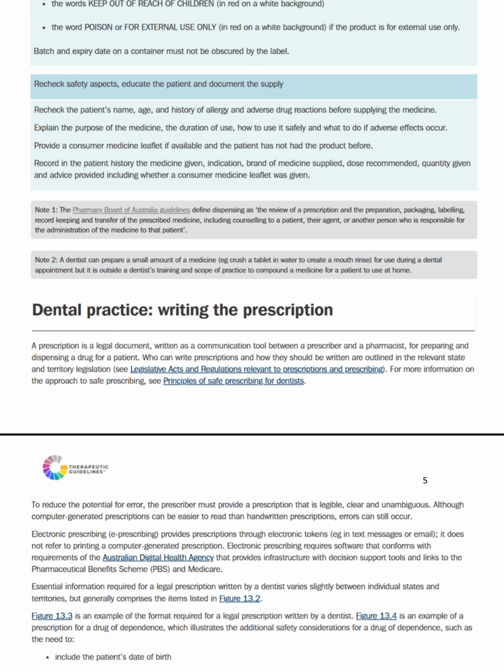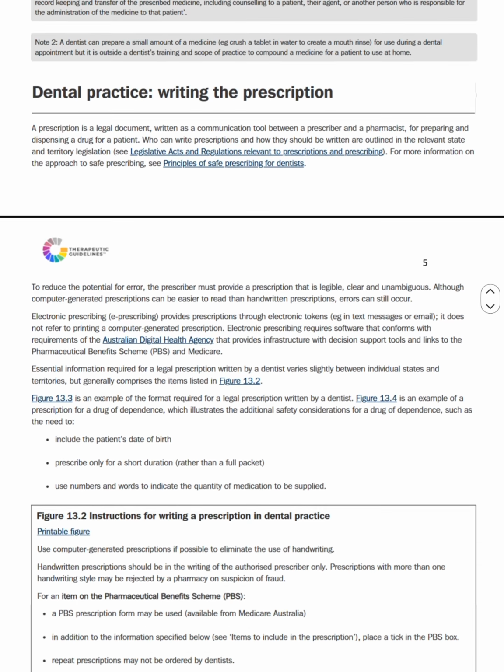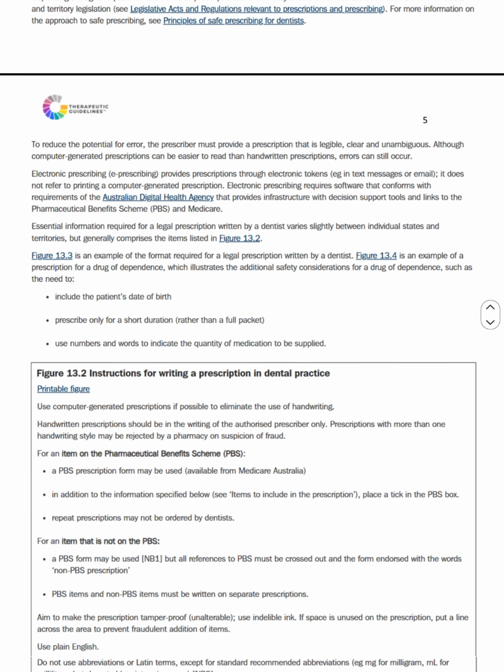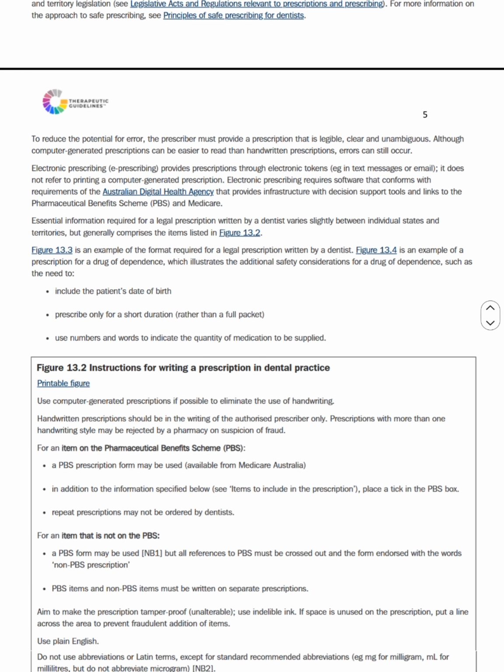Now, who can write a prescription and how it should be written are outlined in the relevant state and territory legislation. And to reduce the potential for error, the prescriber must provide a prescription that is legible, clear, and unambiguous. Although computer-generated prescriptions can be easier to read than handwritten prescriptions, errors can still occur.